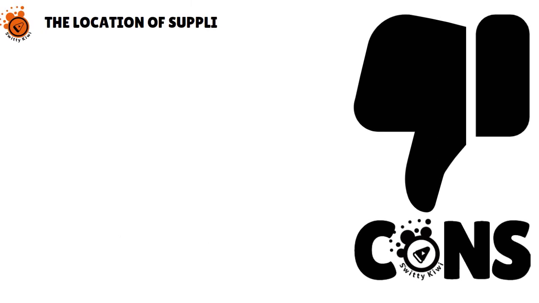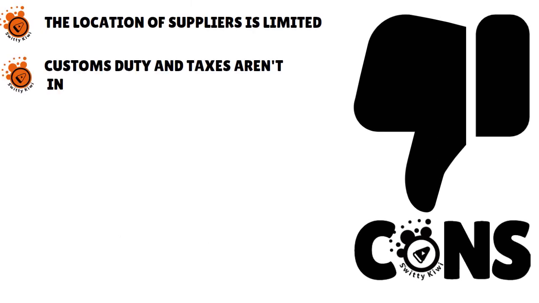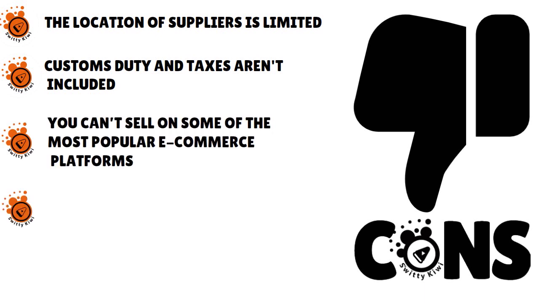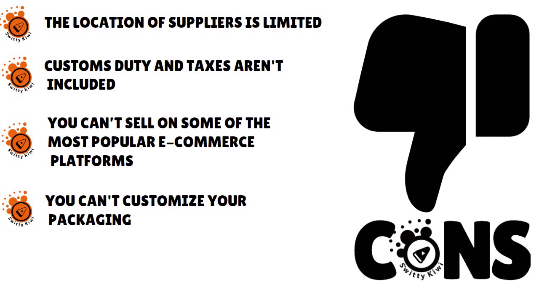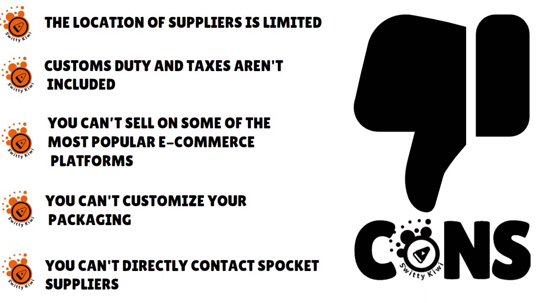What about the cons? The location of suppliers is limited. Customs duty and taxes are not included, and you cannot sell on some of the most popular e-commerce platforms, such as Facebook shops, Instagram, YouTube, WooCommerce, Pinterest, all right? And you cannot customize your packaging, and you cannot directly contact Spocket suppliers.